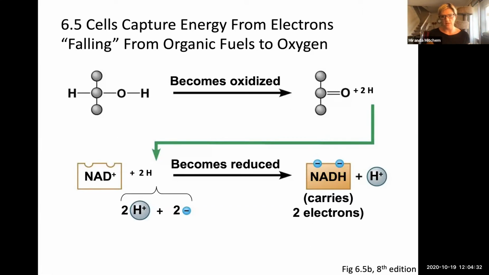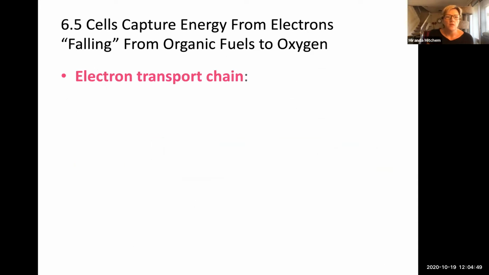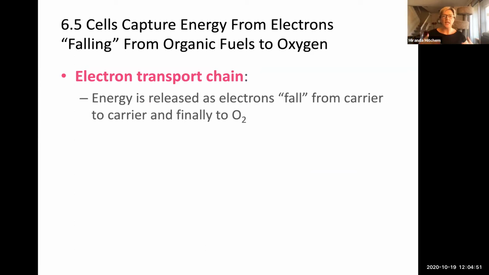So this is the oxidation and reduction of the NAD molecule as it transports electrons off of glucose, eventually to oxygen to create water. So our electron transport chain is a process where energy is created as these electrons fall. They move from carrier to carrier to carrier, eventually making it to oxygen to create water.